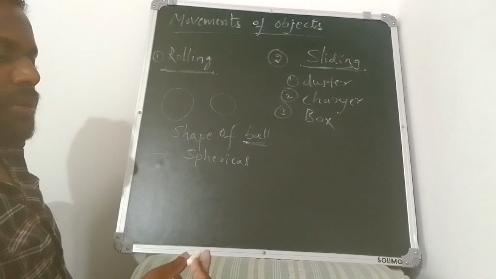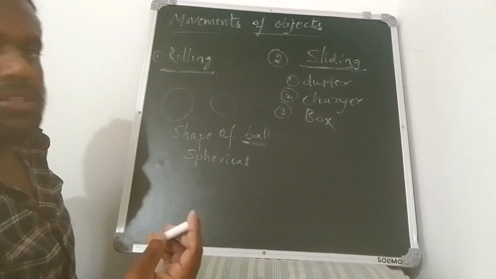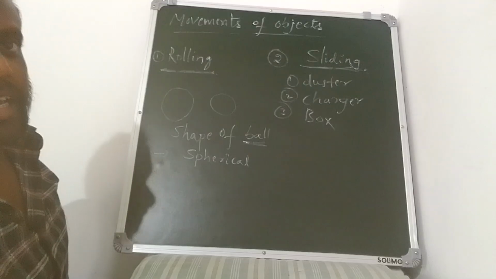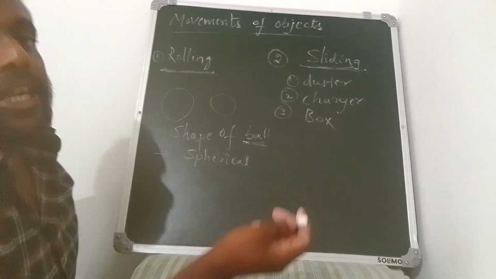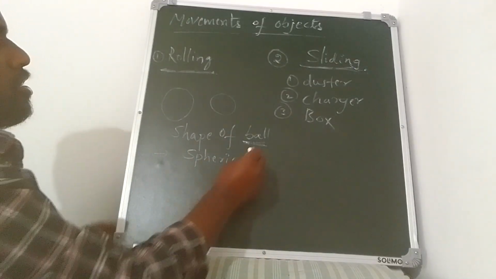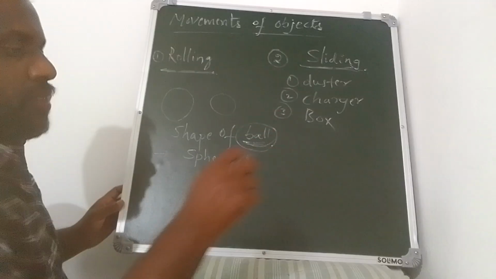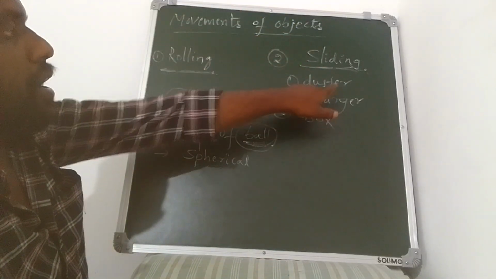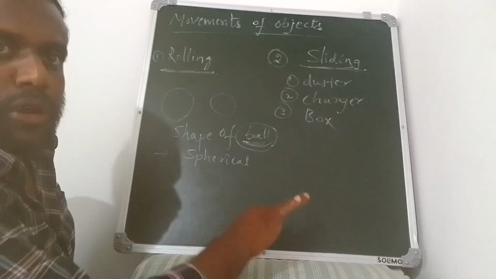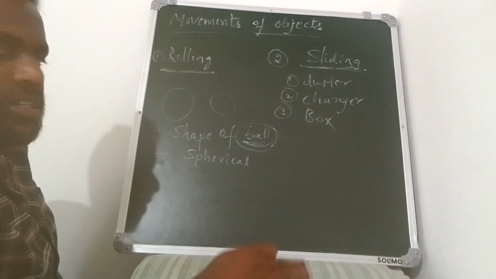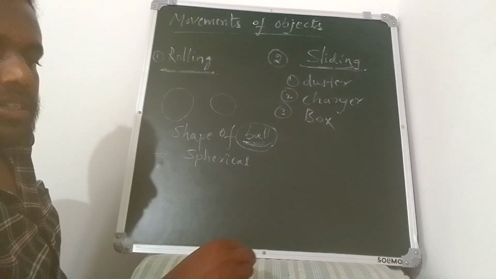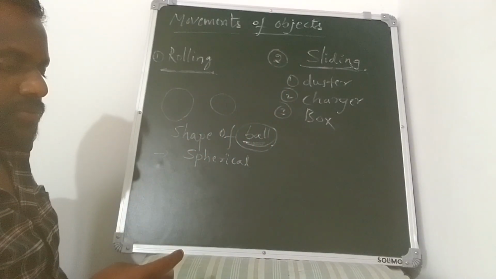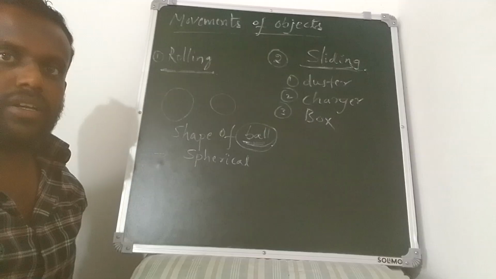So, a final summary, the best example for remembering how rolling will be and how sliding will be. See, the movement of the ball, how the ball moves, that is rolling. And when you push the duster from one place to another place, as I showed just now, that will be sliding.